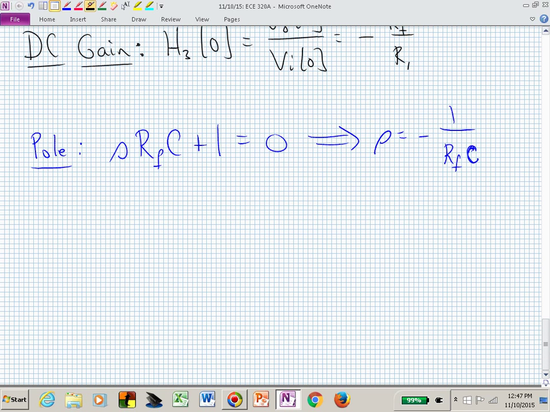I'm sort of giving you information that we will learn a little bit better after today or in the future. Our break frequency, or where we switch from being a constant magnitude to one that's rolling off, is this pole location's value. The break frequency, we could say, is omega sub b, is this 1 over R sub F C.